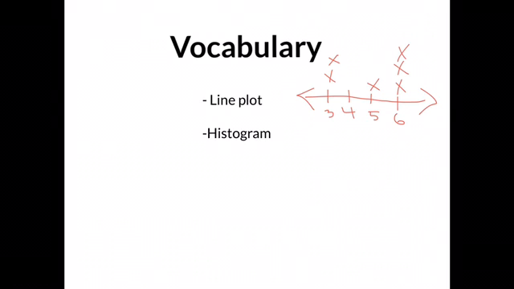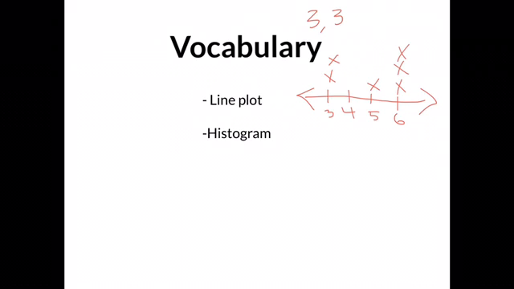So first of all, let me just show you what a line plot is. So right here is a line plot. It is a way to show our data. So if we look, we have our number line, and it goes 3, 4, 5, and 6. And above 3, you see that there's 2 X's. So that means that there's going to be 2 3s in our data.